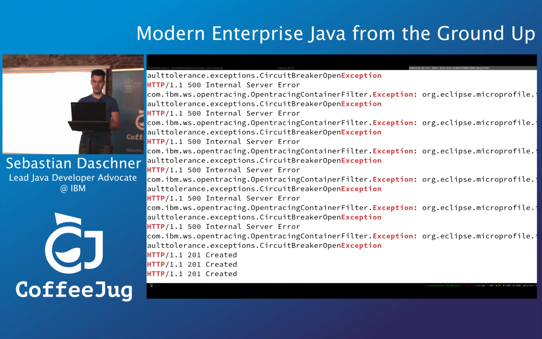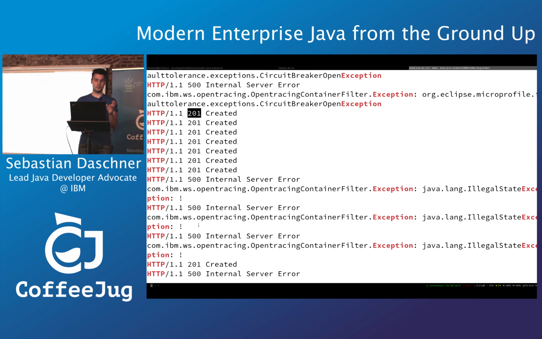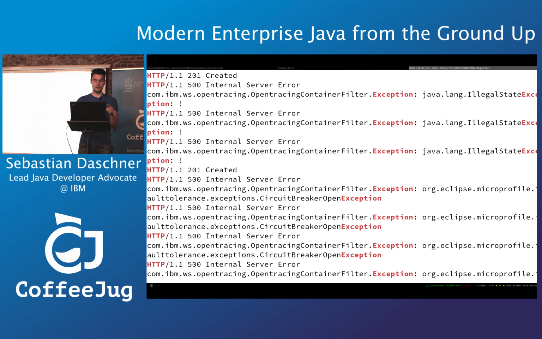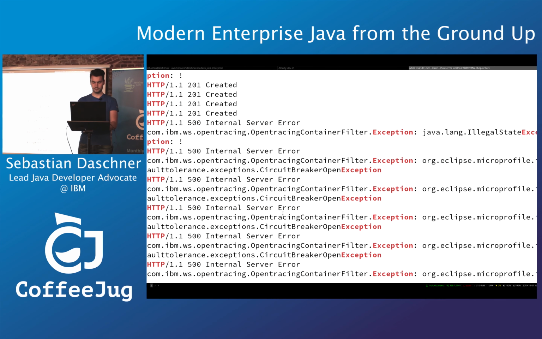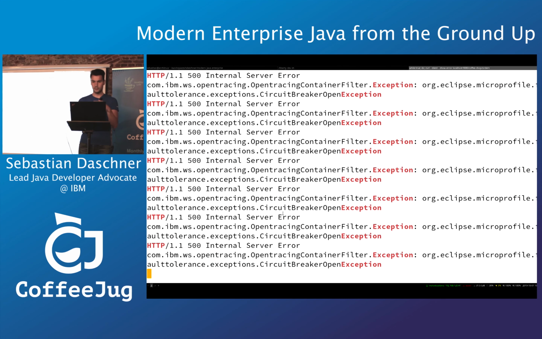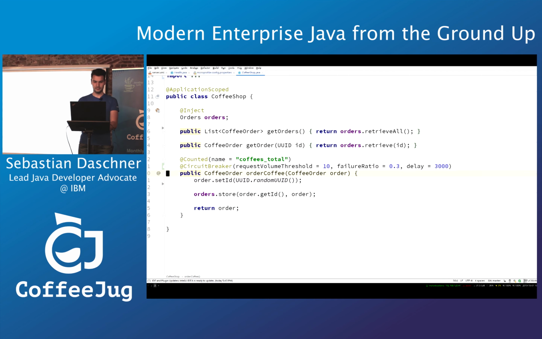And then after 3 seconds, it tries again, and then the circuit is closed again, if that works. And it stays closed, and then, you know, depends on whether we are lucky or not. At some point, it will be open again, right? And then open, closed, open, closed. And then we see this circuit breaker work in real life. Okay, let's remove this again. Any questions?